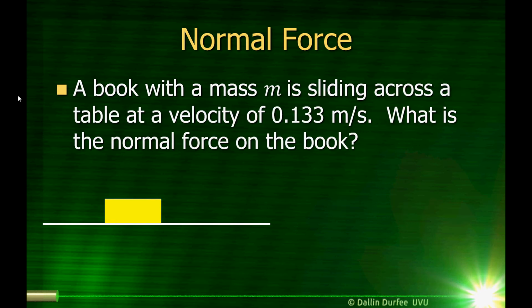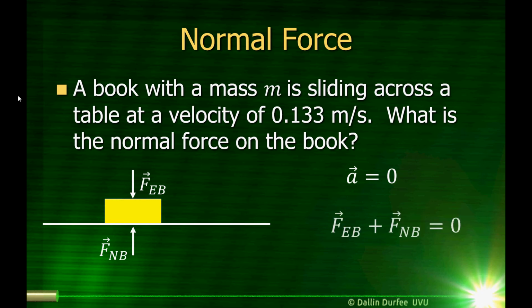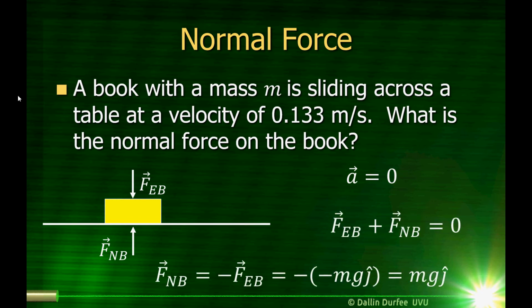Let's change the problem a bit. A book with a mass m is sliding across the table at a velocity of 0.133 meters per second. What is the normal force on the book? Well, our free body diagram, we still have the normal force up and gravity down. There's still no other forces, and because the book is moving at a constant velocity, acceleration is still 0, which means that the sum of the forces is still 0, and once again the normal force is mg in the plus y direction.